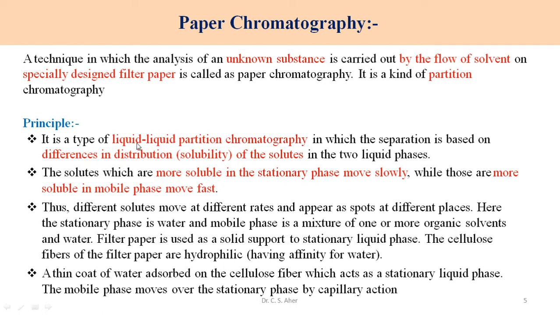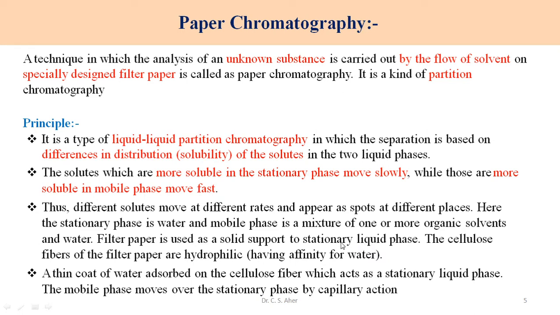The solid which is more soluble in the stationary phase moves slowly. The liquid which we count as the stationary phase, if the substance is more soluble in it, moves slowly, and if the substance is more soluble in the mobile phase, it moves faster. Thus the different solutes move at different rates and appear as spots at different places. Here the stationary phase is water and the mobile phase is a mixture of one or more organic solvents and water. The filter paper is used as a stationary support, a support for the stationary liquid phase. So this liquid cannot stand up by itself.